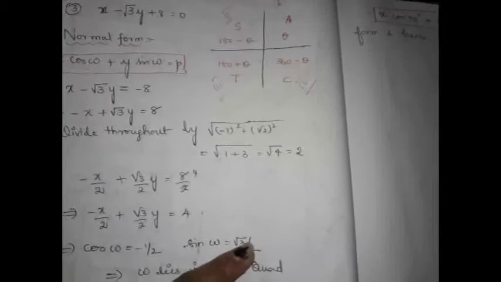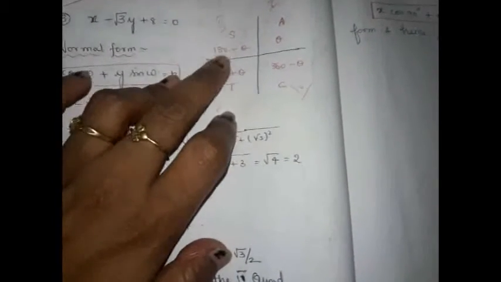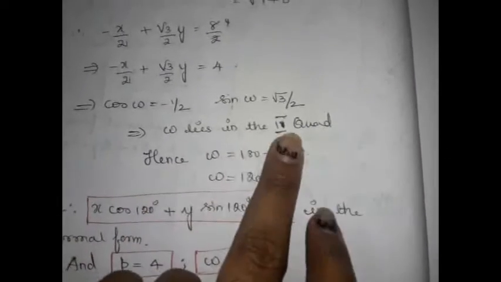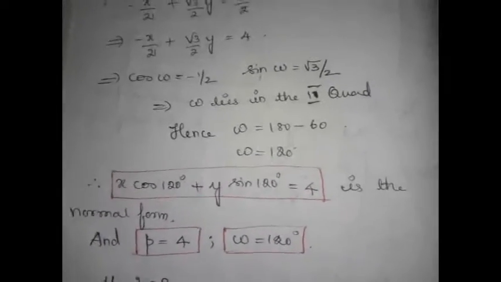180 minus theta, right? At what angle will cos be 1 by 2 and sine be root 3 by 2? At 60 degree. Omitting the sign, we know it is 60 degree. But now the angle lies in the second quadrant. If it lies in the second quadrant, it can be expressed as 180 minus theta. So omega lies in the second quadrant and hence omega equals 180 minus 60, which is 120. Therefore omega is 120 degree.